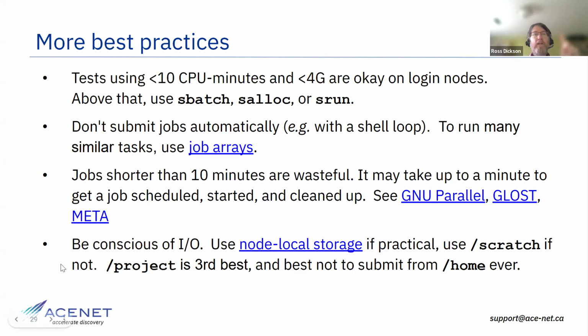If that takes a minute and your jobs are only running for 5 or 10 minutes, then you're talking an overhead of 10 or 20%. You can do better than that. If you've got a bunch of 10-minute tasks, stuff them into a longer job and use a shell loop to loop over them or something. Or use one of these other tools that can manage these things in a more sophisticated fashion. There's New Parallel, Glossed, and Meta, each of which have their own page on our documentation.